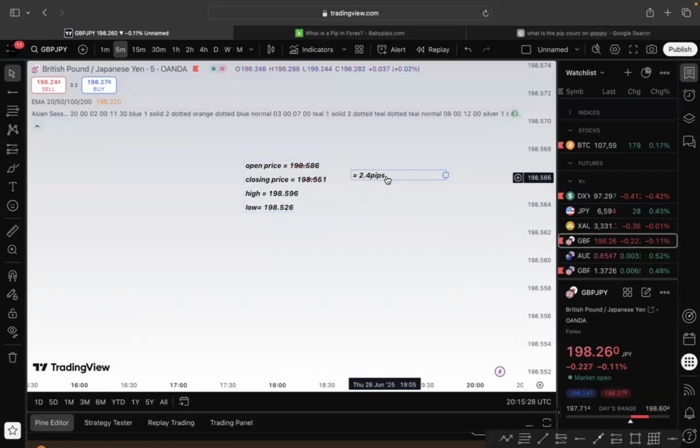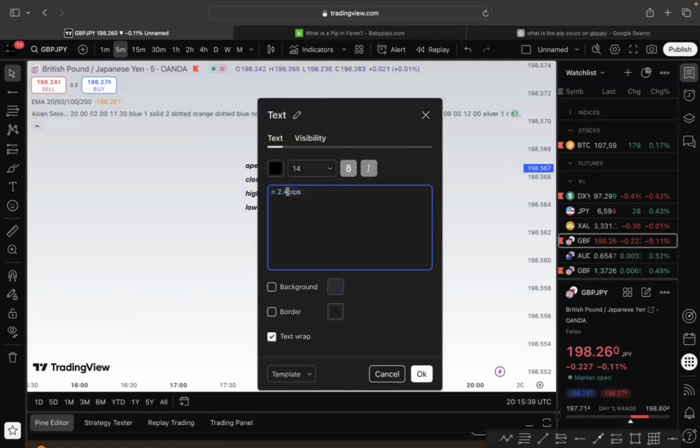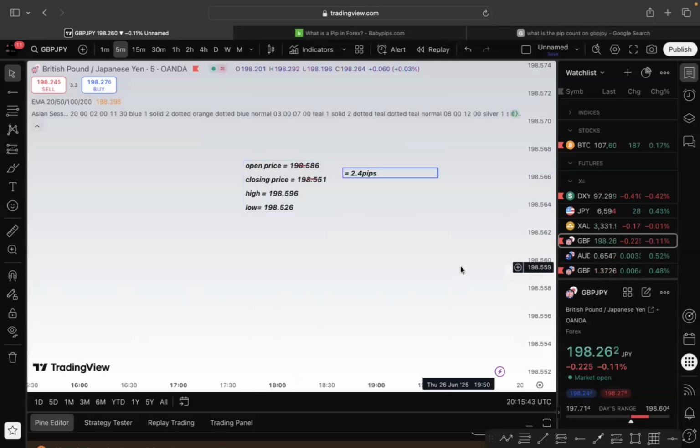Yeah, so it's 35, which means now, it's not supposed to be 35 per se because of the pip count. So it's now going to be 3.5 pips. Okay, so now price has moved 3.5 pips from 198.586 to 198.551. It's 3.5 pips. Makes sense.